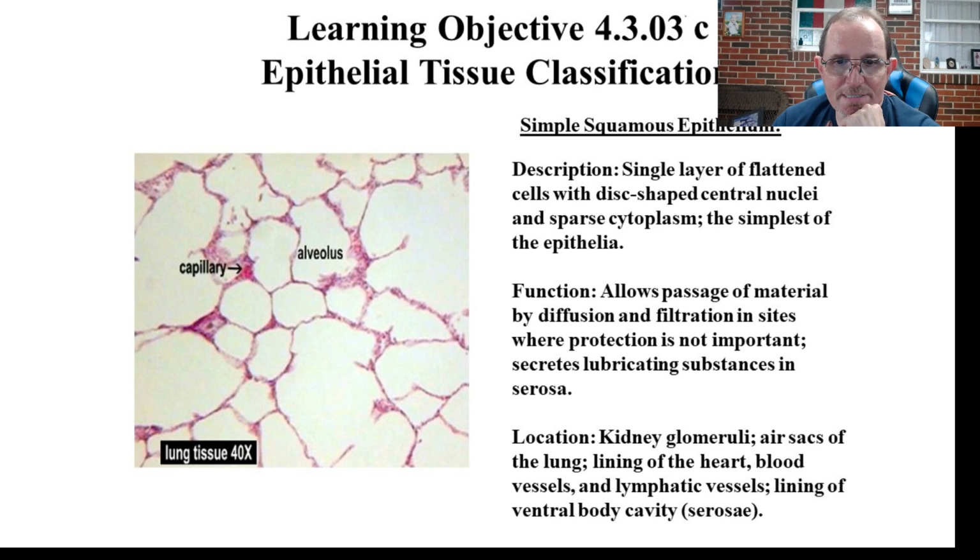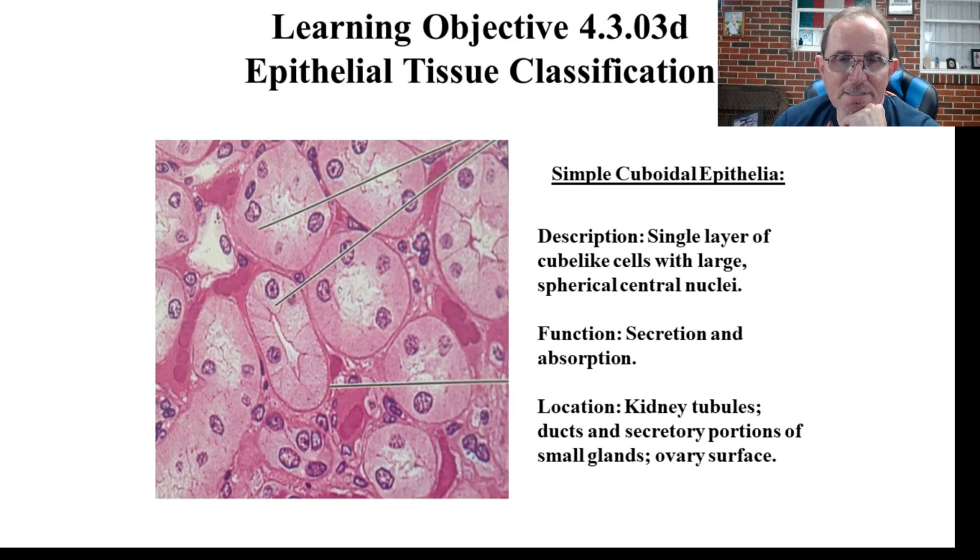I don't really see anything in here that I haven't already told you. So let's continue. Now here's simple cuboidal. Right there you can see the cell boundaries, and that's great, but you're not always going to be able to. But when I look at these guys, I'm looking at a nice round nuclei, so I know that that's got to be cuboidal, and I only see one layer of cells, so it's simple cuboidal.